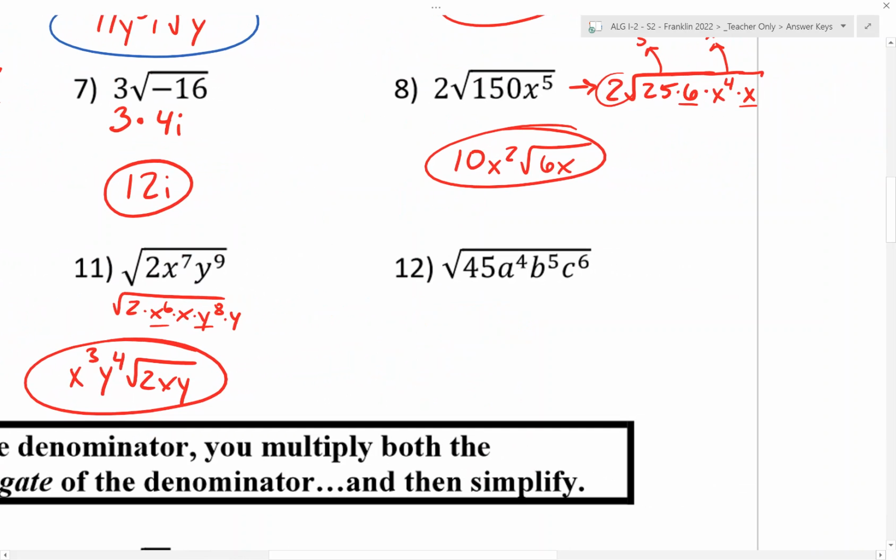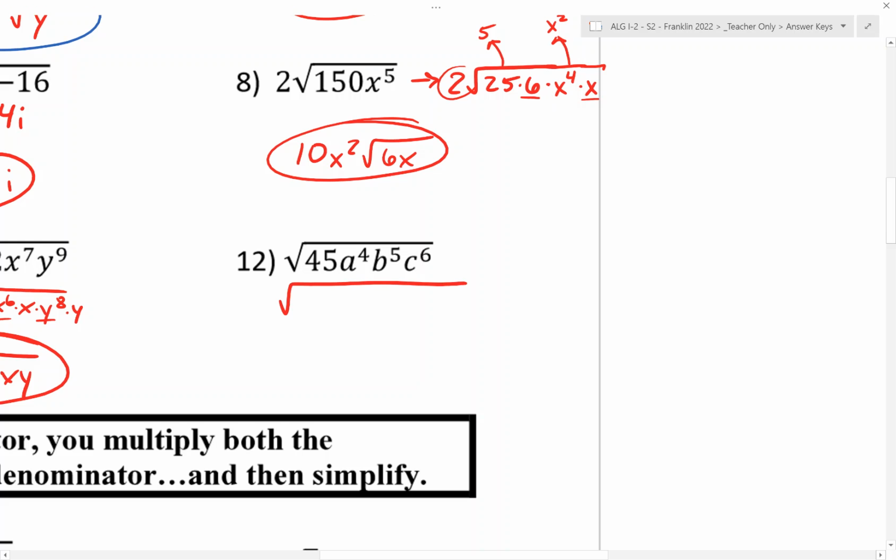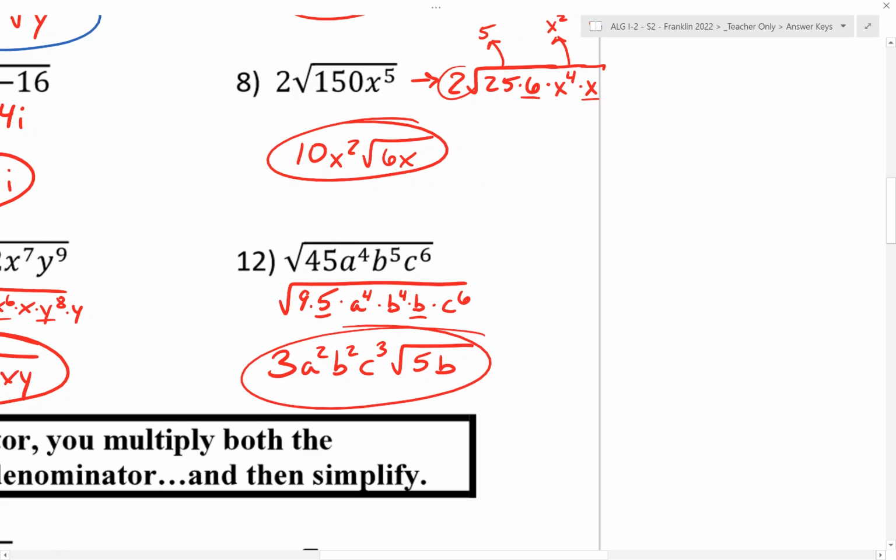Number 12, we have 45, a to the 4th, b to the 5th, c to the 6th. Well, 45 is not a perfect square, but it can be written as 9 times 5. A to the 4th is fine. B to the 5th should be written as b to the 4th times b, and c to the 6th is okay too. So the square root of 9 is 3. A to the 4th becomes a squared, b to the 4th becomes b squared, and c to the 6th becomes c to the 3rd. And then what's left over is the 5 that we didn't use and the b that we didn't use. So take the square root of what you can. Everything else stays under the radical symbol.